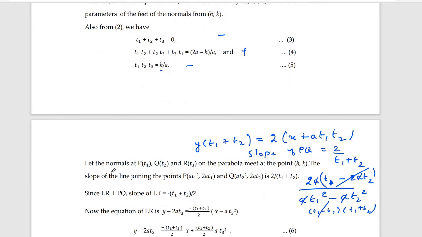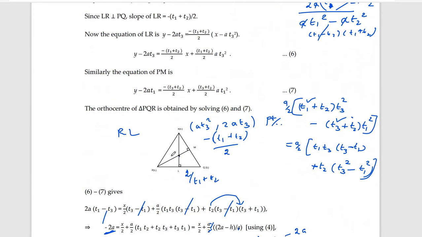And our aim is to find the orthocenter. By definition, the orthocenter is nothing but the meeting point of the altitudes. So to get the equation of the altitude, say if you consider this one RQ, for which PM is the altitude, and for PQ it is RL as the altitude.